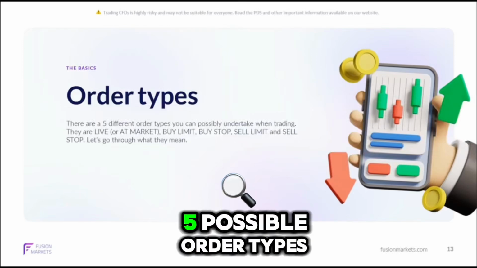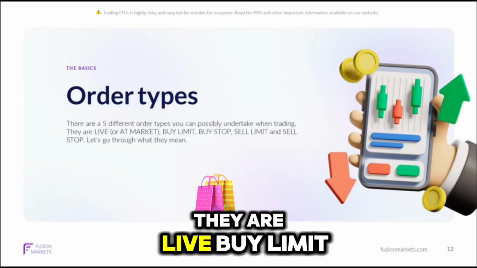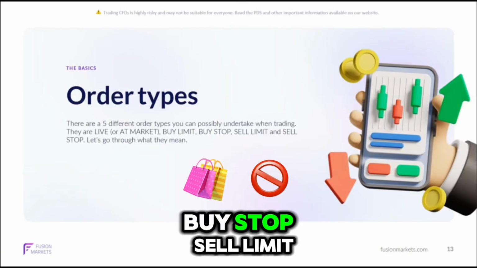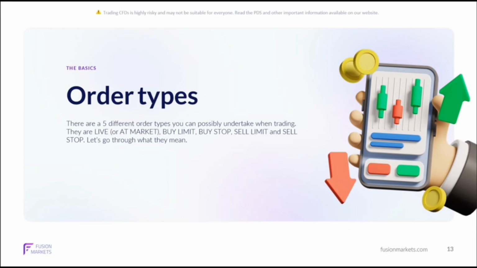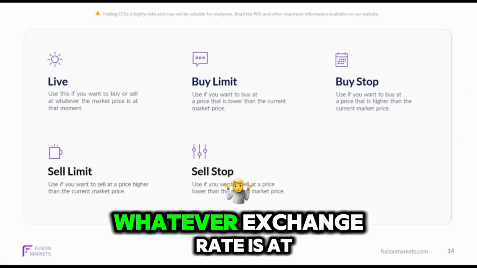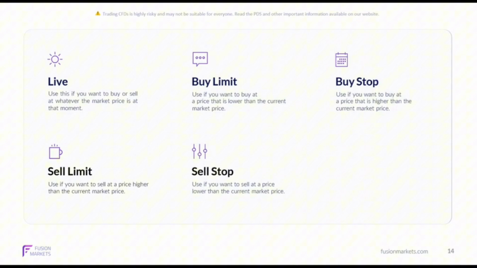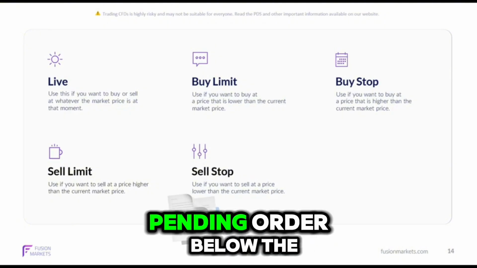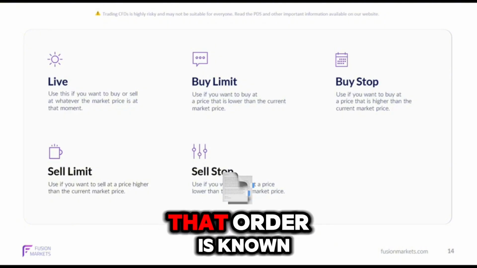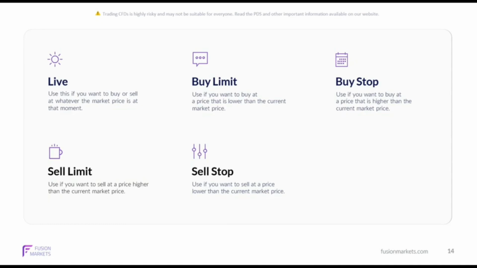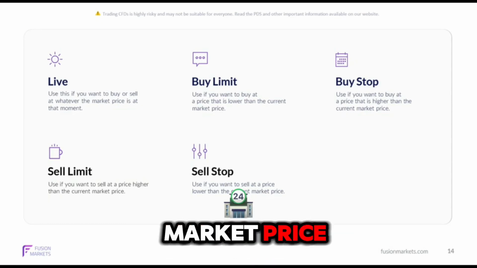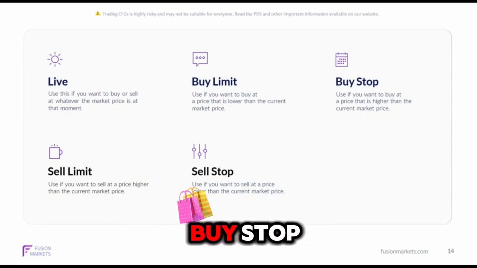In trading, there are 5 possible order types. They are live, buy limit, buy stop, sell limit, and sell stop. A live order is buying or selling at whatever the exchange rate is at that moment. Now, if you place a buy pending order below the market price, that order is known as a buy limit. And if you place a buy pending order above the market price, that is known as a buy stop.